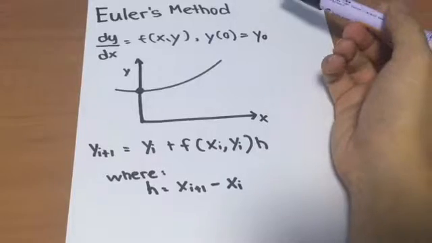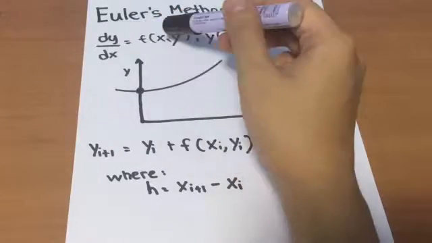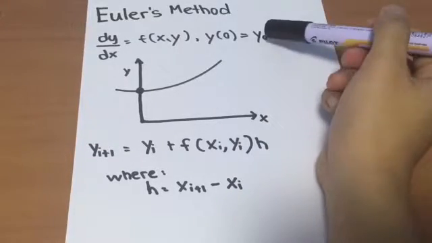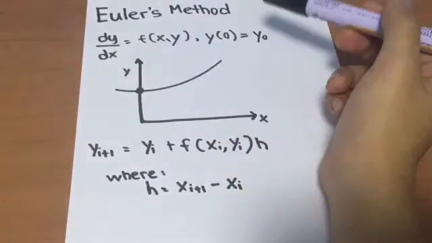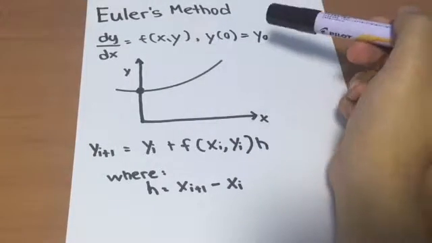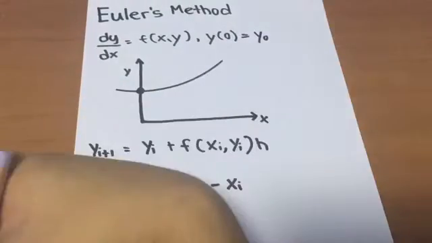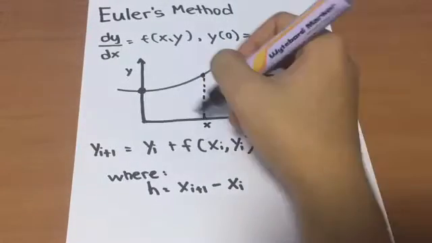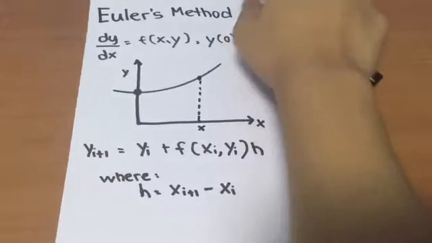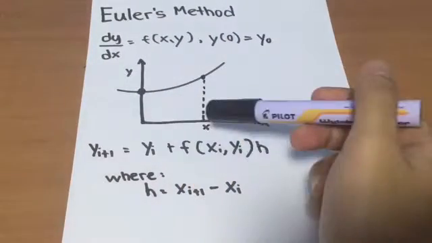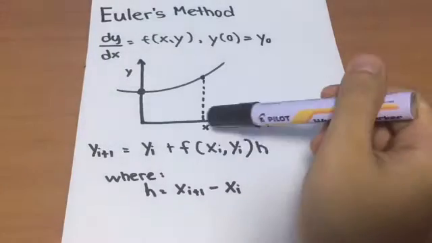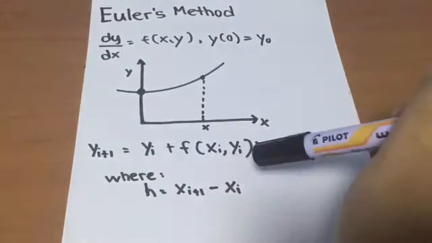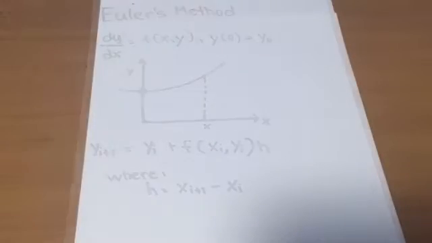So we have Euler's method here, and we are given a graph here. Okay, so that is the function dy over dx. It's the function of x and y, and we are always given our initial y. So here, in our equation, we are given the initial y, and what we want to find is yi plus 1. So our yi plus 1 equals yi plus the function of our xi and our yi times our step size h, where our step size equals xi plus 1 minus xi.